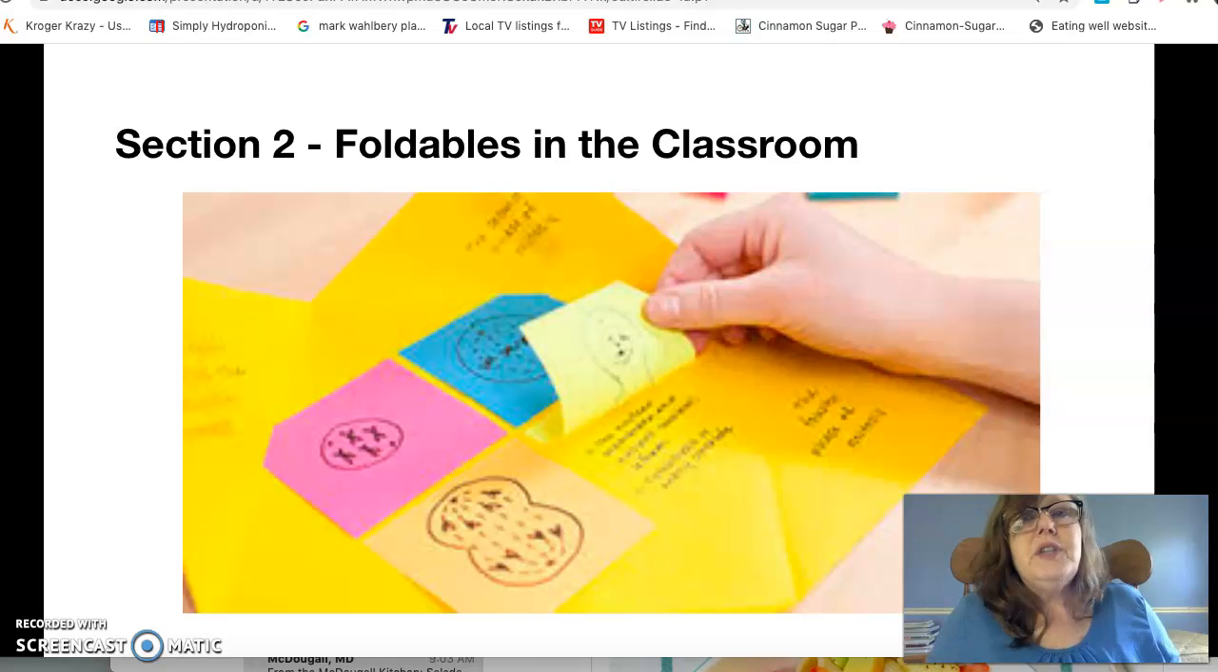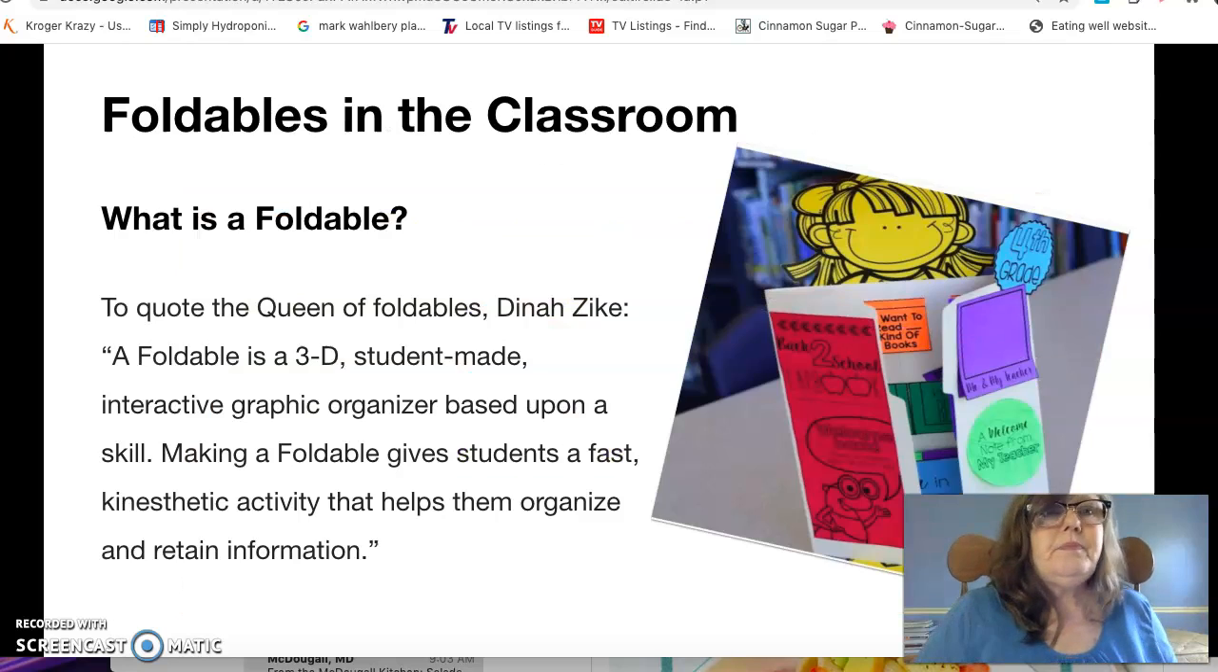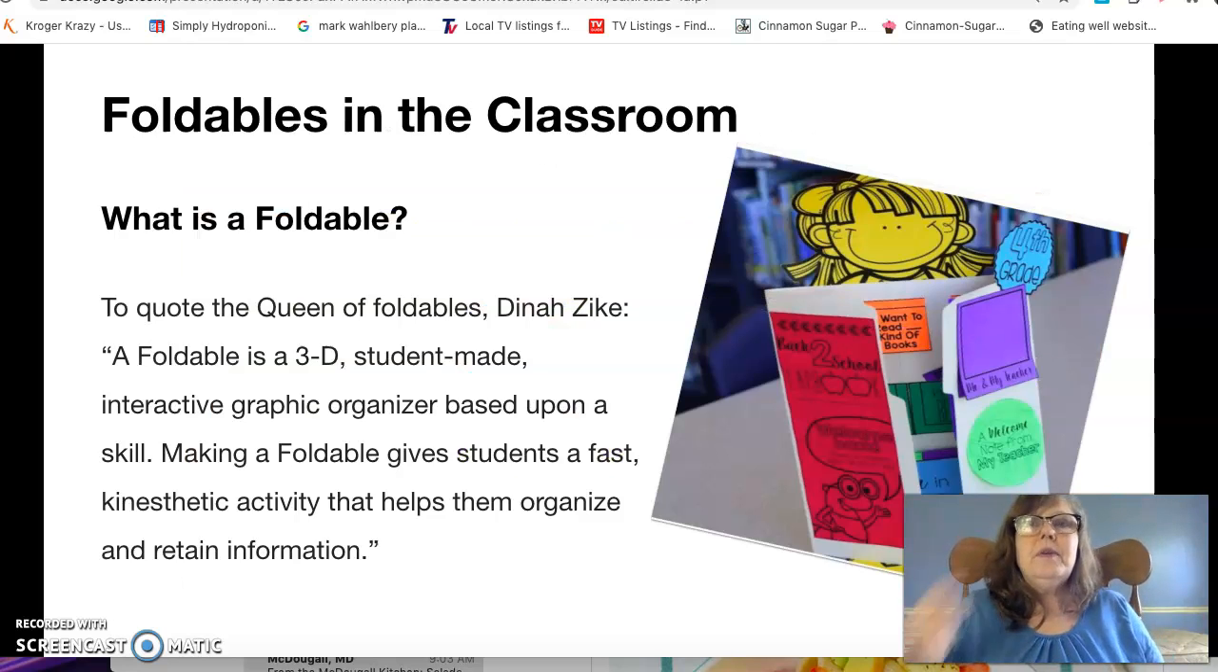Section 2 is using foldables. So foldables are similar to some of the activities we were talking about for vocabulary. Getting the students engaged, getting the kids to actively work with the words, with the information, helps them to remember it. Foldables are a great way to help them organize information. I used a lot of foldables this year in class, and the kids really seem to like them, and they don't feel like they're really doing work. They feel like it's a project.